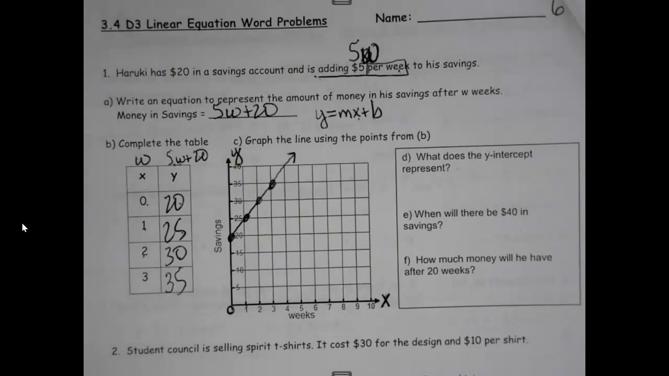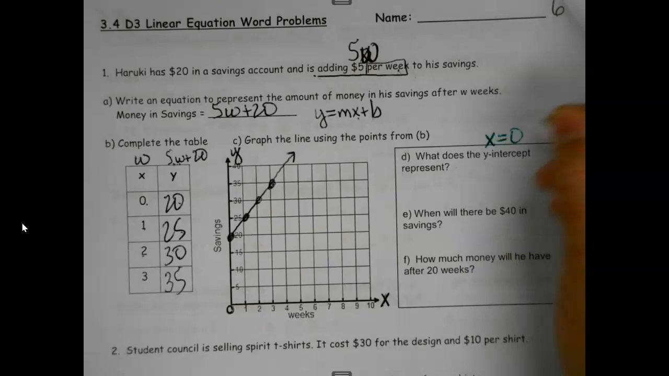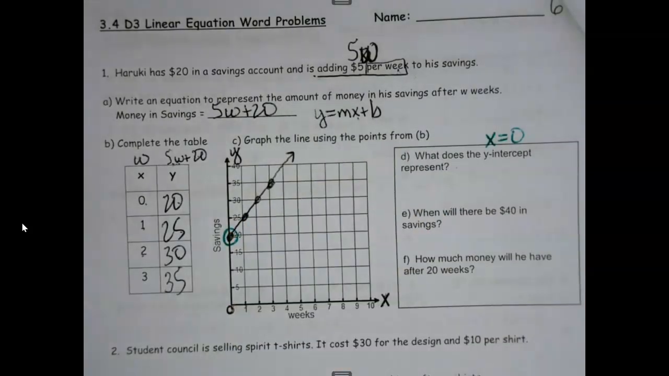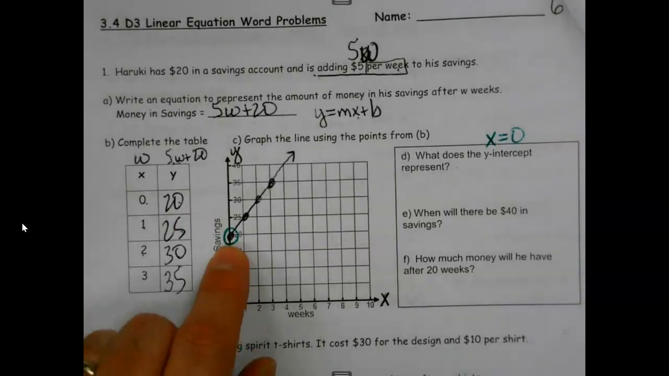What does the y-intercept represent? All right, so let's see here. That occurs when x equals 0. So that's this point right here, 0 and 20. How might I be able to explain to somebody what that point actually means?